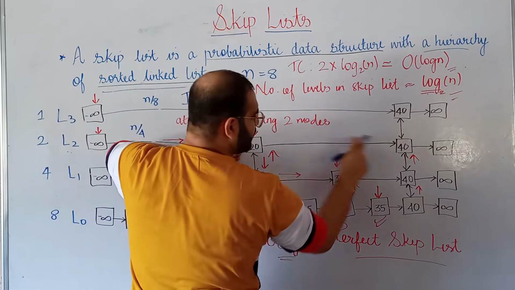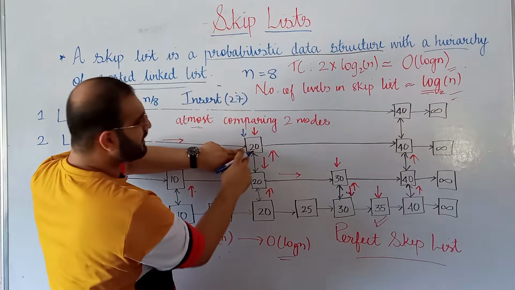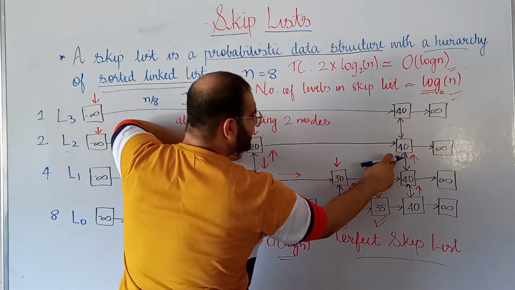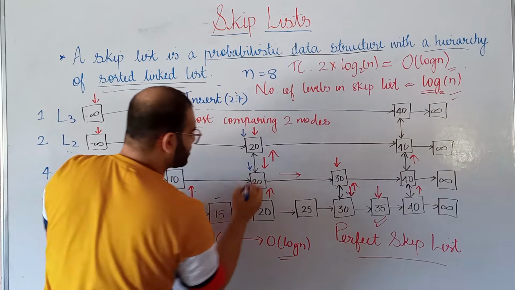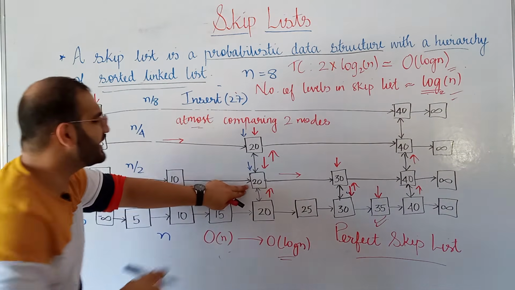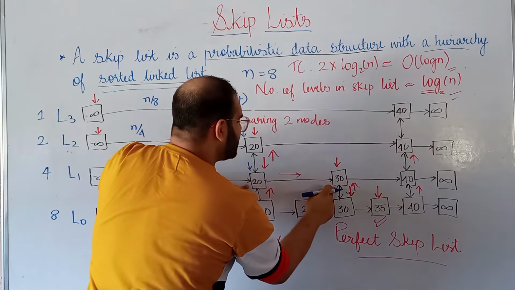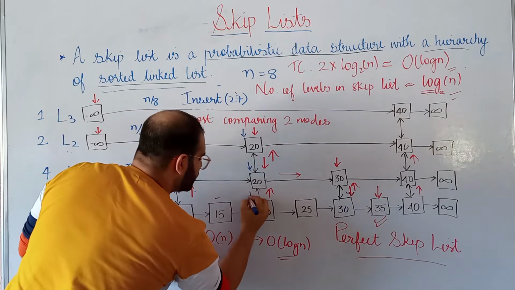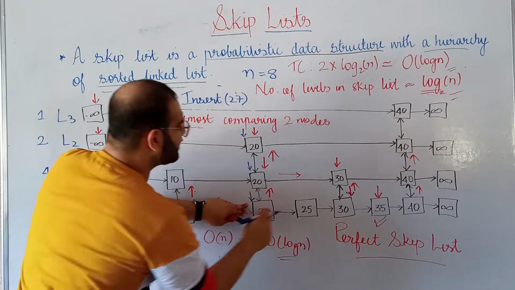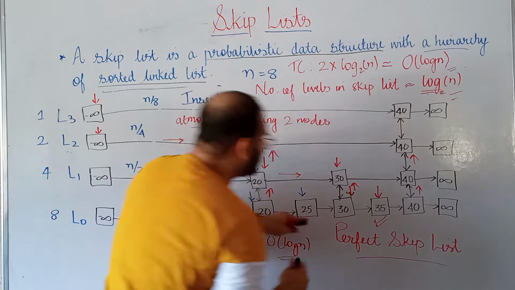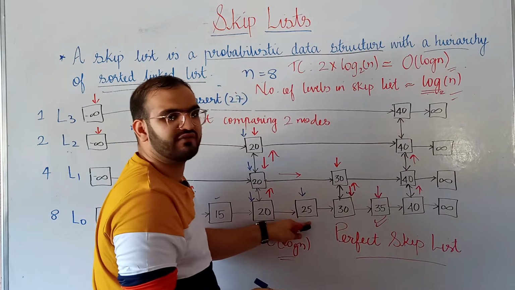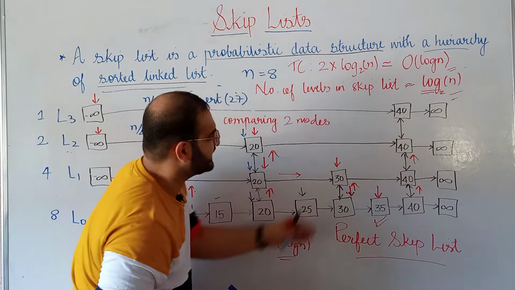Now I'm on 20, and I'll see, is 40 greater than 27? Yes. So I'll move down at this 20, right? And then I'll see, is 30 greater than 27? Yes. So I'll move down over here. And then is 25 greater than 27? No. And then is 30 greater than 27? Yes, 30 is greater than 27.